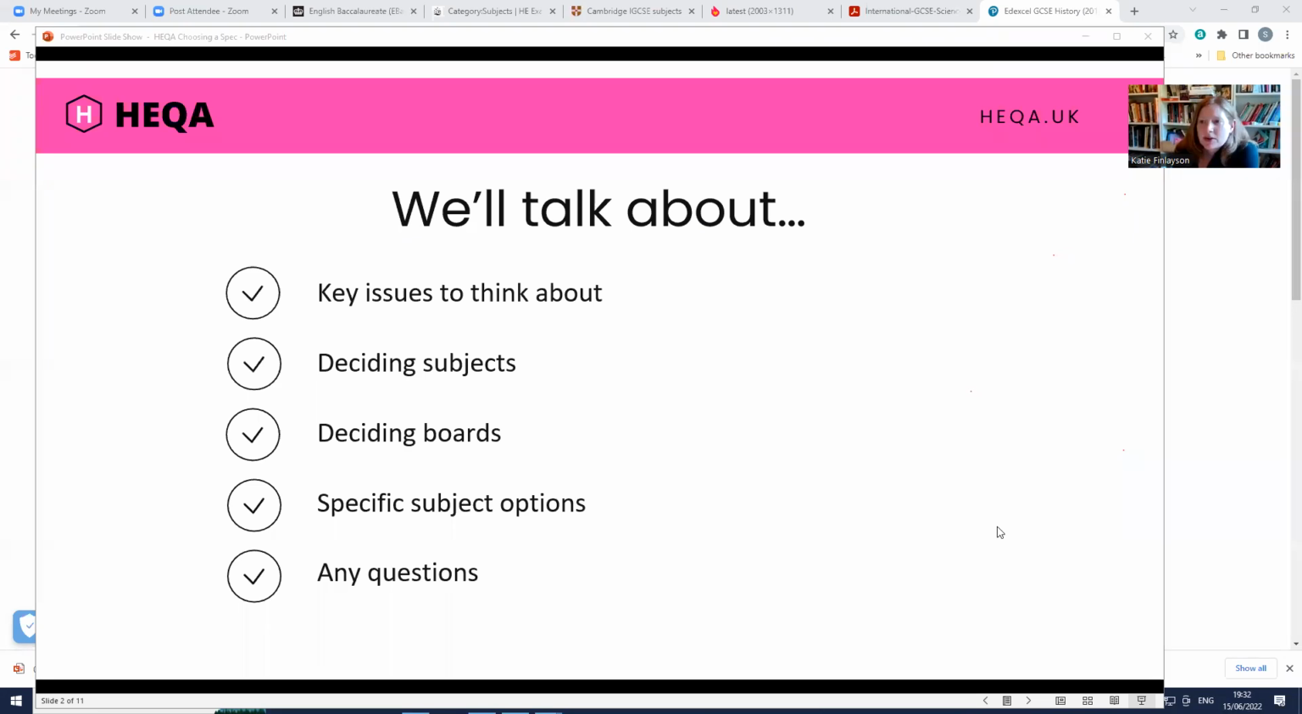So the things that we're going to focus on today are basically the key issues that you've got to think about for any subject and any specification. And then we'll narrow down on deciding the actual subjects. And then once you've decided what subjects you want to look at, we'll look at how you then choose a board for that subject, and we'll explain a little bit about what that means, because you may not know that. And then we'll go through a few of the more popular subjects about what to think about for those options. And then we'll have a period for any questions you've got at the end.